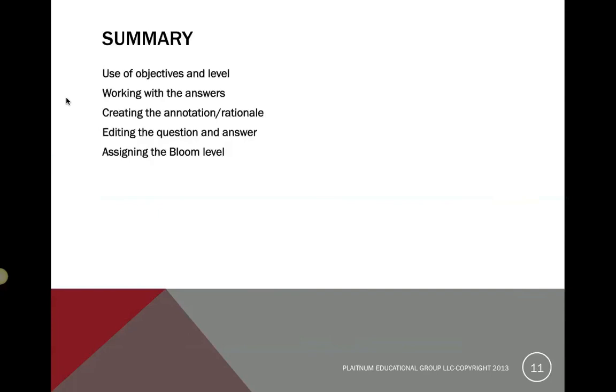So in summary, we've talked about the importance of using the objective and the level of the objective to create our question. Then how to go about working with the choices or answers, create the annotation and rationale, edit the question and answers, and then assign the Bloom level. So I hope you've enjoyed this chapter, chapter 6. Next, we'll move on to chapter 7, which will be further delving into item development involving cut scores.